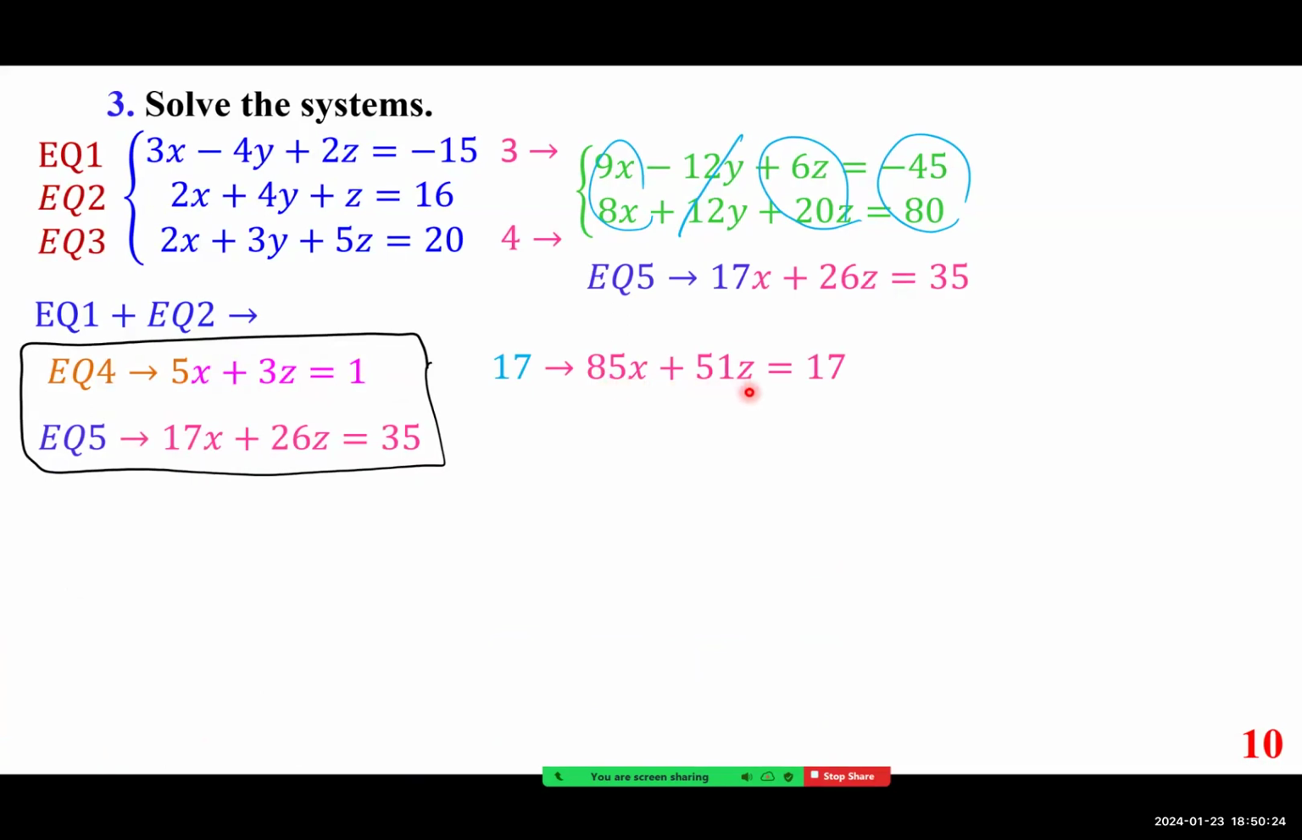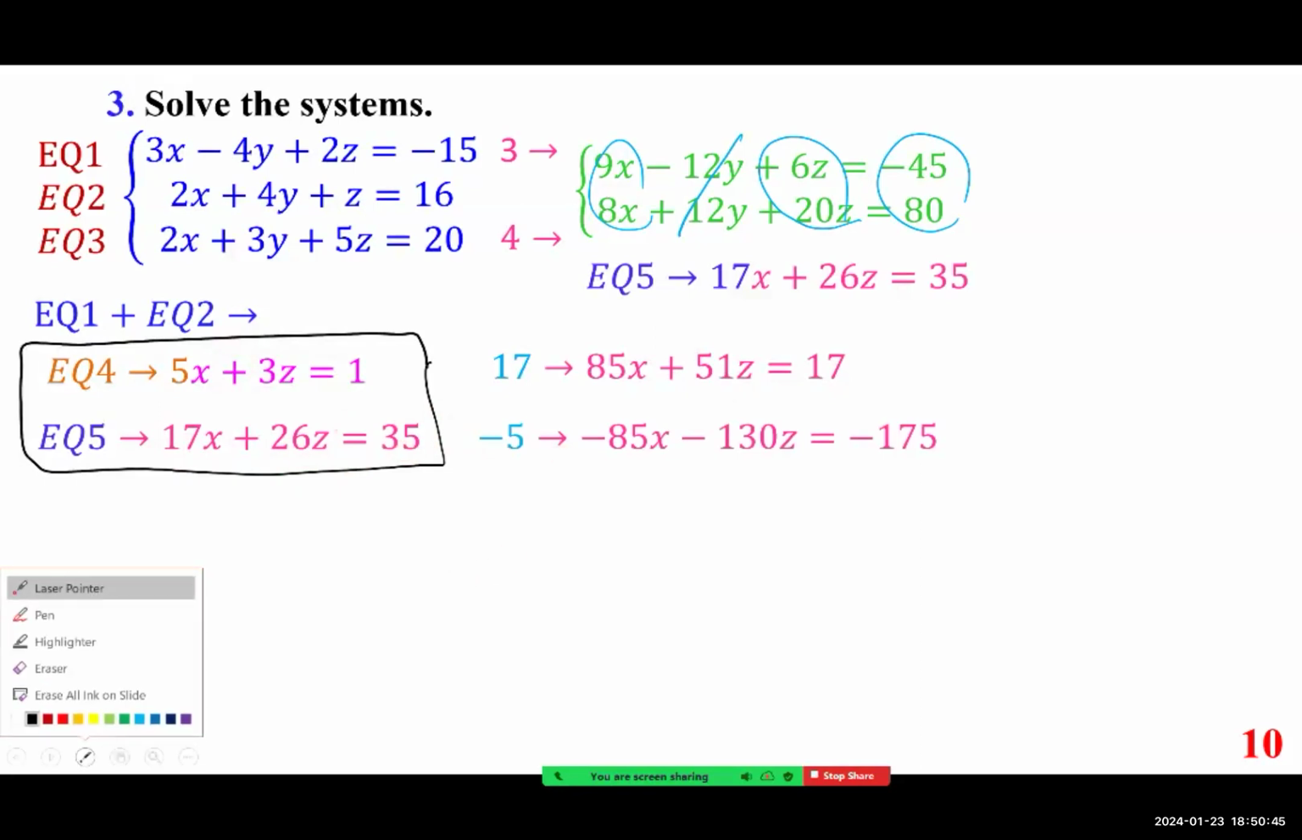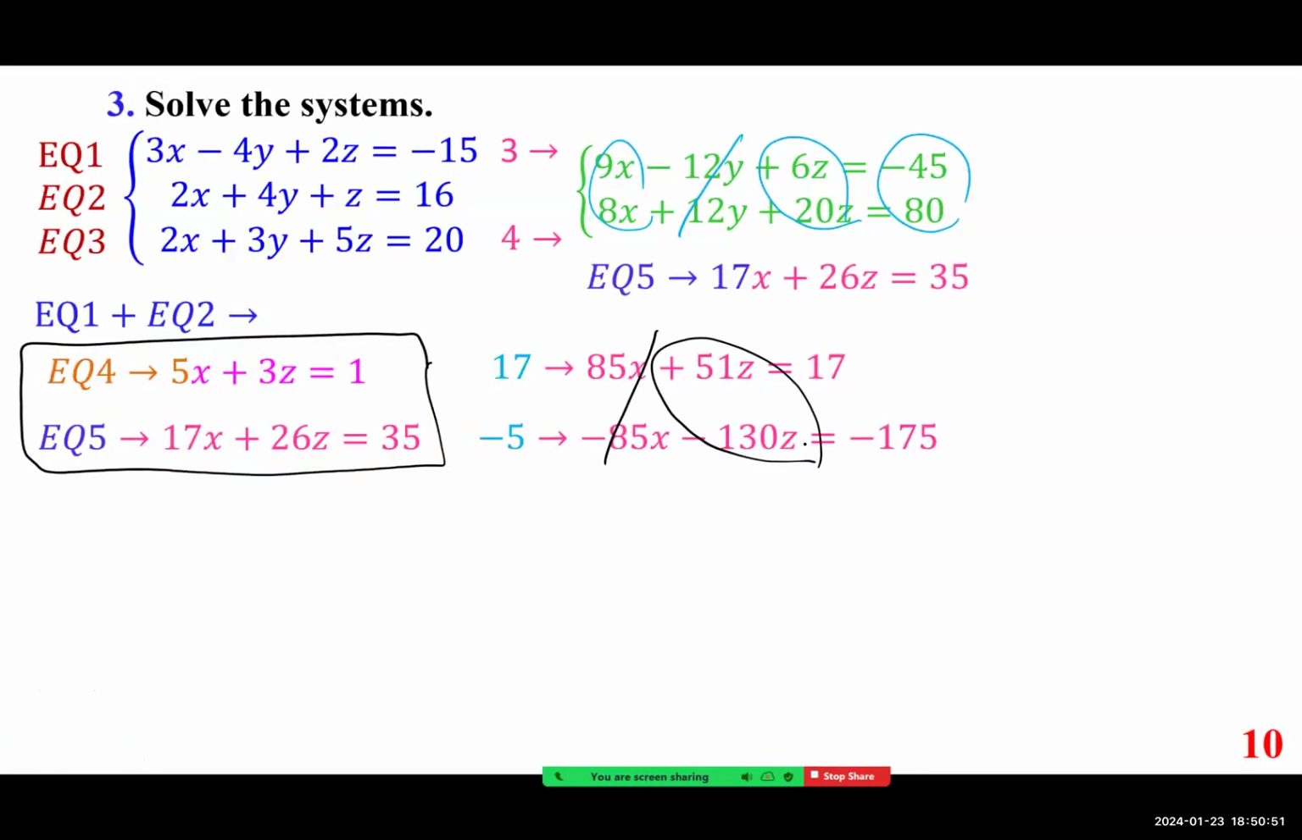And we get 85x plus 51z equals 17. So we have to multiply this one by negative 5. Gives us 17x times negative 5 or minus 85x. 26z times minus 5 is negative 130z. And negative 5 times 35 is negative 175. And when we combine these two, they cancel each other. We can add these two to negative 79z and these two to negative 158. If we divide by negative 79, z becomes 2.